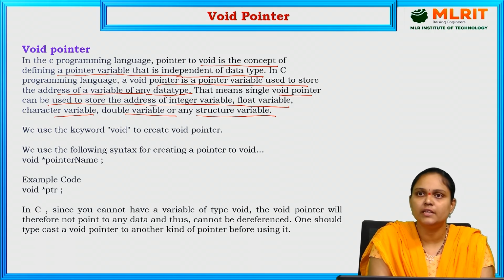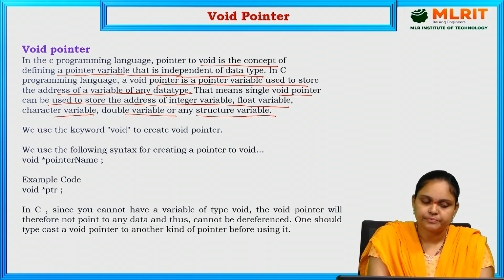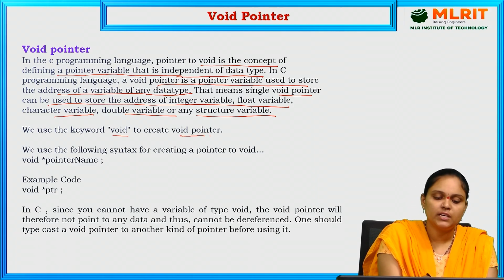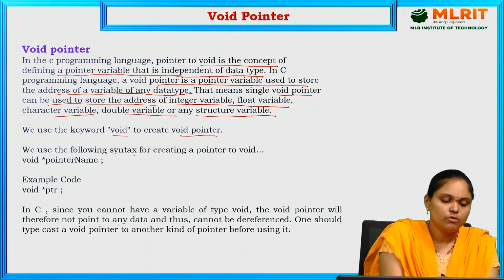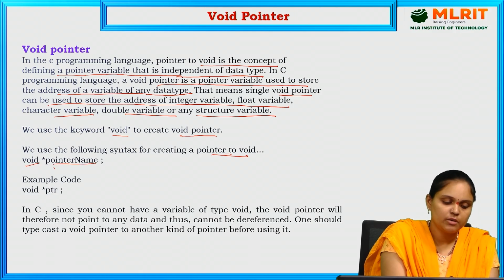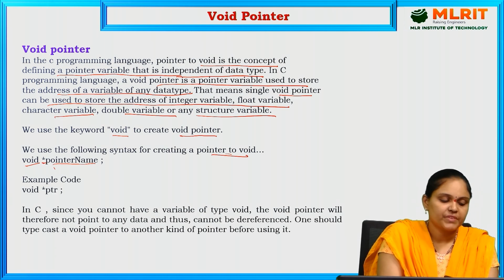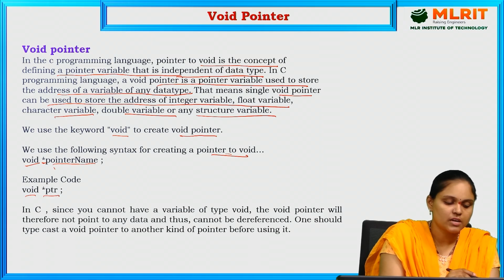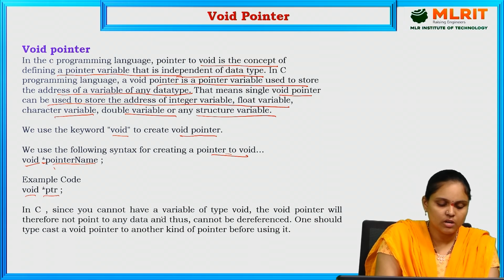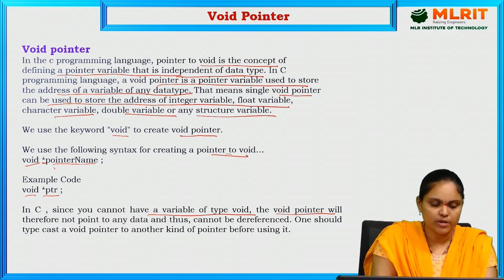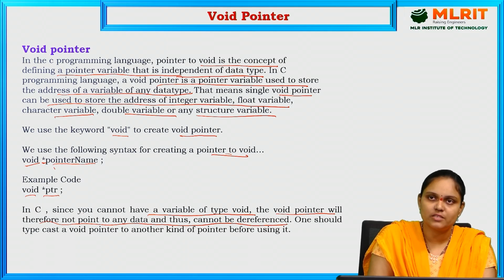Here the pointer variable we are creating with the data type void. So the keyword void is used to create the void pointer. We use the following syntax for creating the void pointer. See, void is my data type and then the pointer variable name, and before this we have a star to identify that it is a pointer variable. An example is void star ptr. And see, since you cannot have a variable of type void, the void pointer will therefore not point to any data and thus cannot be dereferenced.